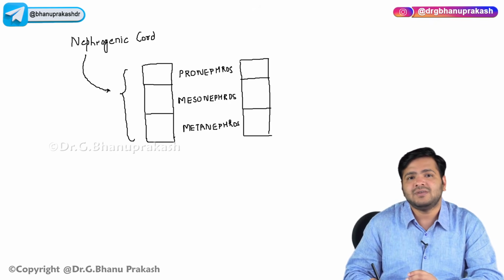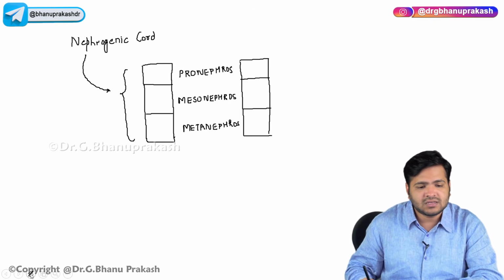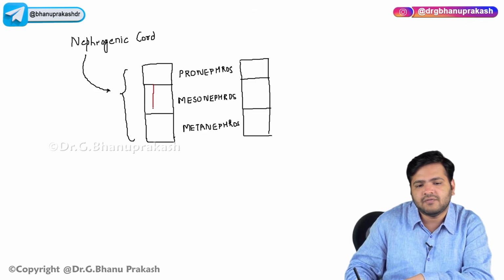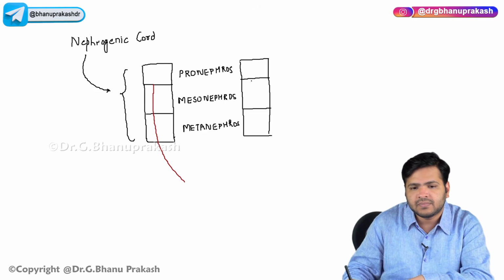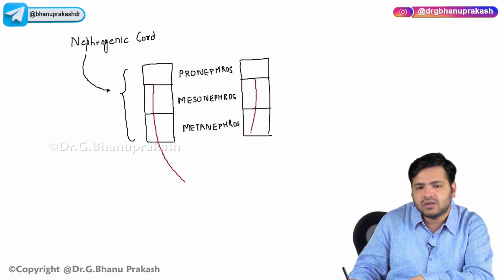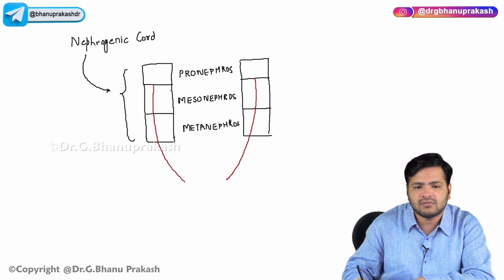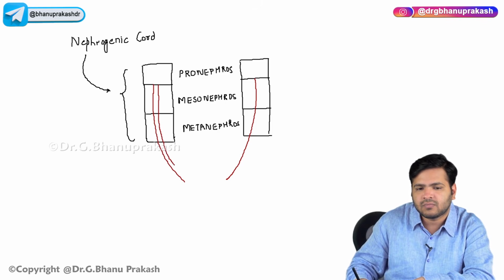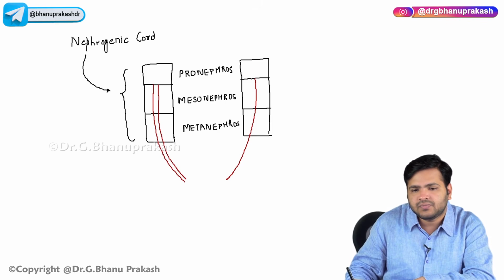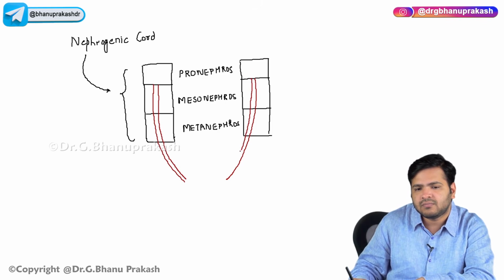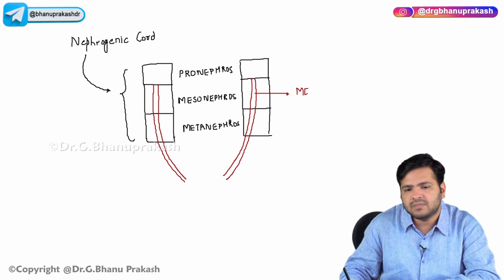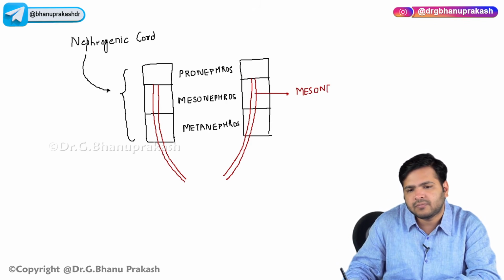Now, from the mesonephros, there will be a duct coming out. This duct is called the mesonephric duct. This is the mesonephric duct. Write it down.